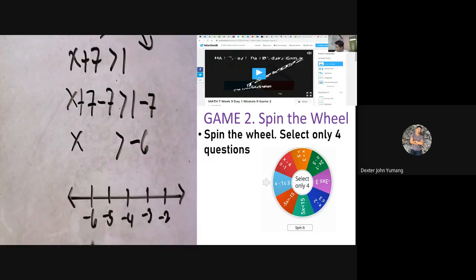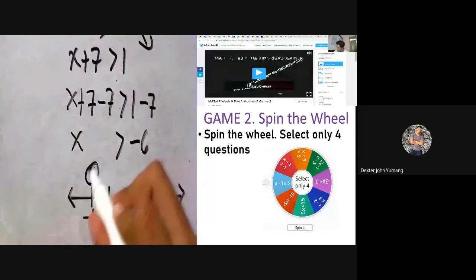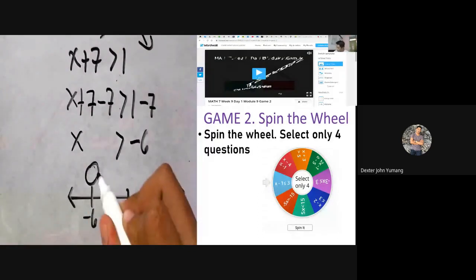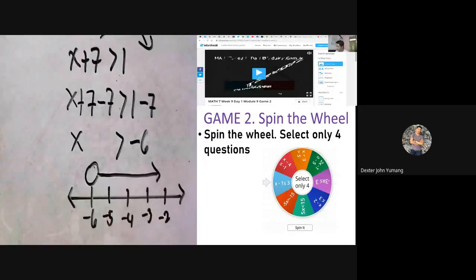Nakuha. Tulad dito, negative 6, saan ang mas malaki? Alangan paatras tayo. Hindi po, papunta talaga siya sa positive, kasi mas malaki. So therefore, saan papuntang arrow? To the right. Okay, that is now the answer. And open siya dahil wala po siyang greater than or equal to. Very good, alam niyo na po.